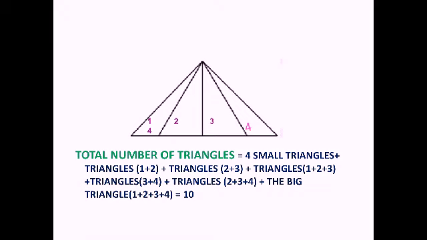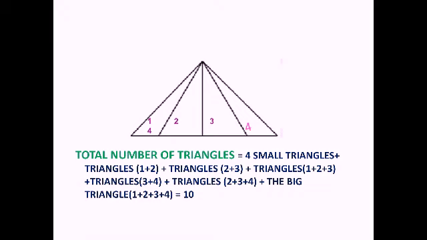When you add triangle 1, 2 and 3, another bigger triangle is formed. When you add triangle 2, triangle 3 and triangle 4, another bigger triangle is formed. And the big triangle in which triangles number 1, 2, 3 and 4 are placed, that is one more triangle.